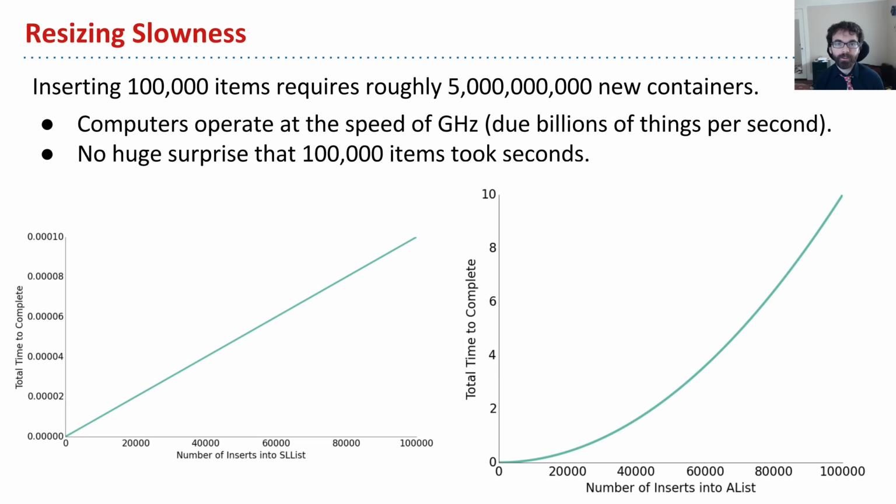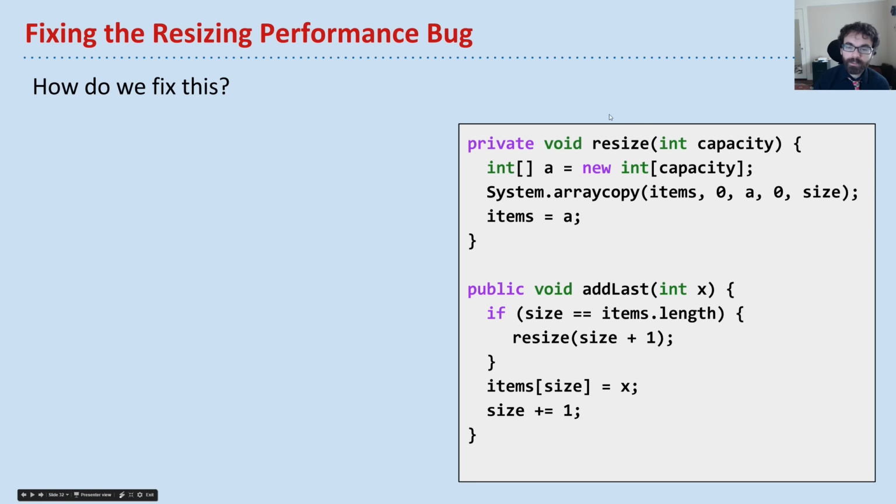This brings us to our final clever improvement to the AList class. How do we turn this horrible parabola into this beautiful line? If we look at this resize method here, that's our problem. Something here is broken, and I want you to try and consider how you might fix this.